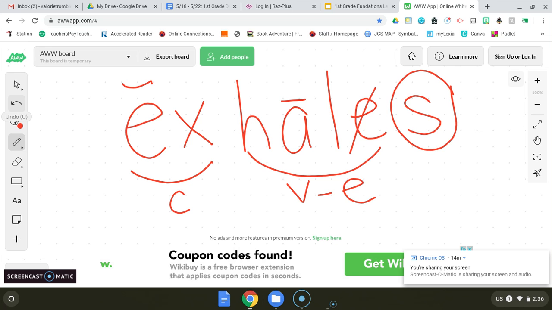Excellent job with these longer and harder words. We are now adding suffixes to the end of our multisyllabic words. Nice job.